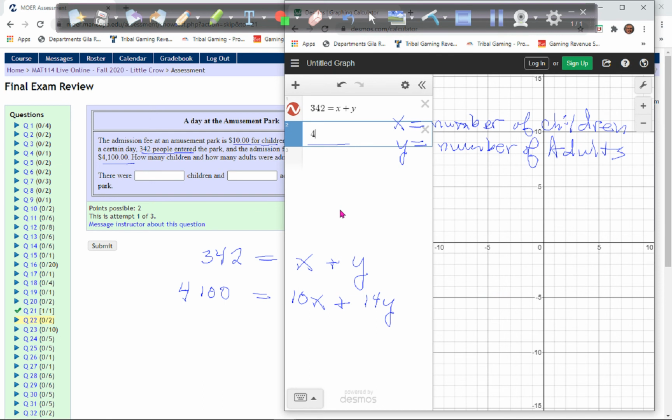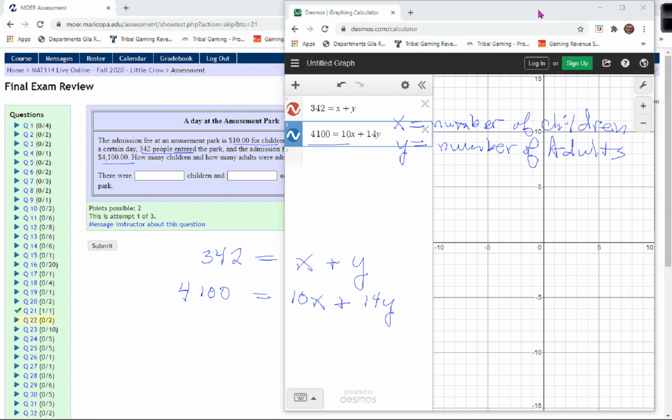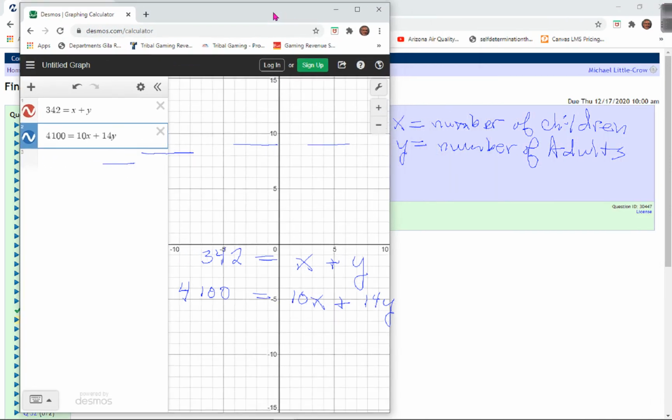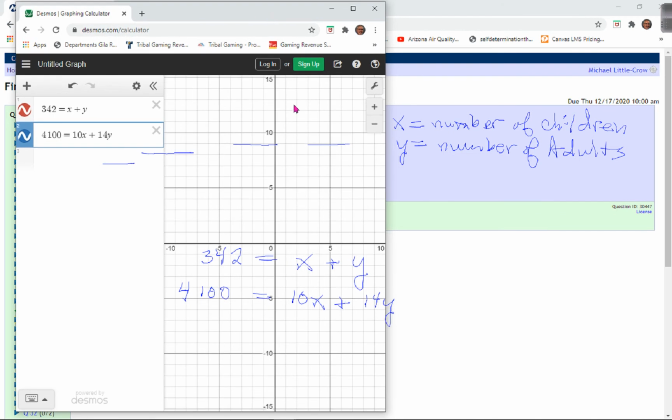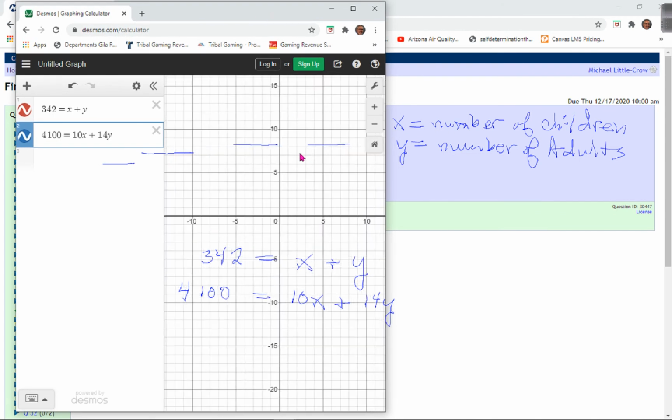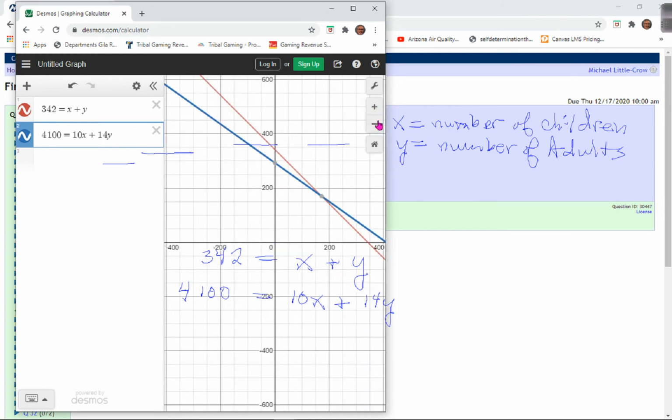This equation, 4100 is equal to 10x plus 14y. Now we could enter it the other way around as well, and notice we don't see anything. So what we're going to do is move some stuff around. I'm using my mouse wheel, or you could use the plus or minus. We could zoom out until we see it. See, we see the intersection here.